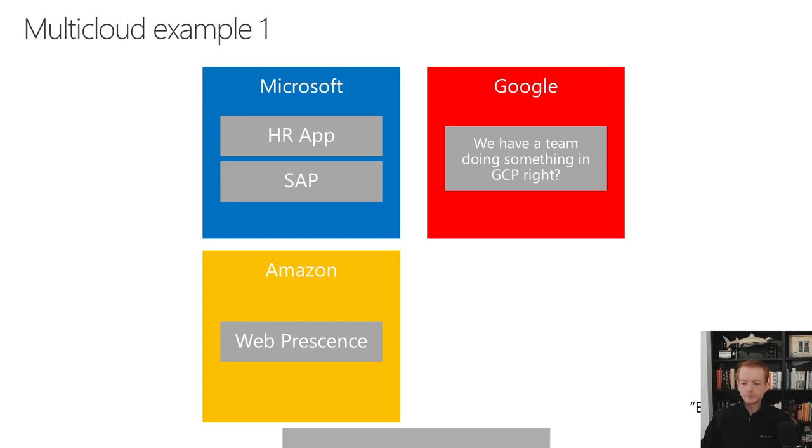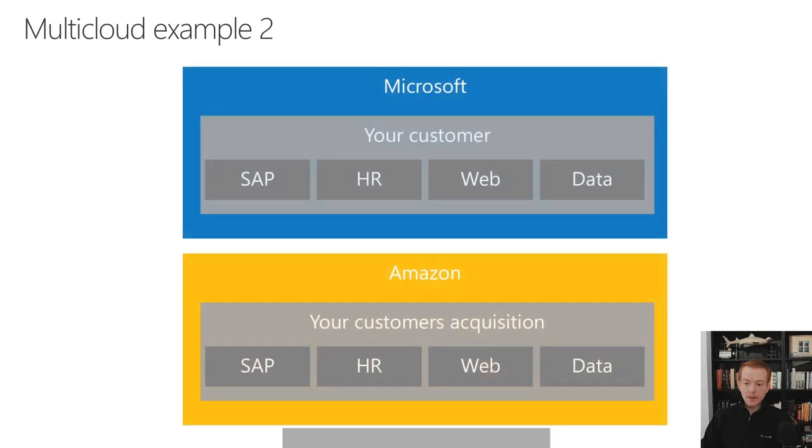enterprise customers. The mergers and acquisitions, how might that look? You, as a customer, are running on top of Azure. You've got your SAP, HR, web, data, all of these various lines of business consolidated into one cloud. And oh, you've acquired a company who were doing that on AWS. Now you need to think your way through that.